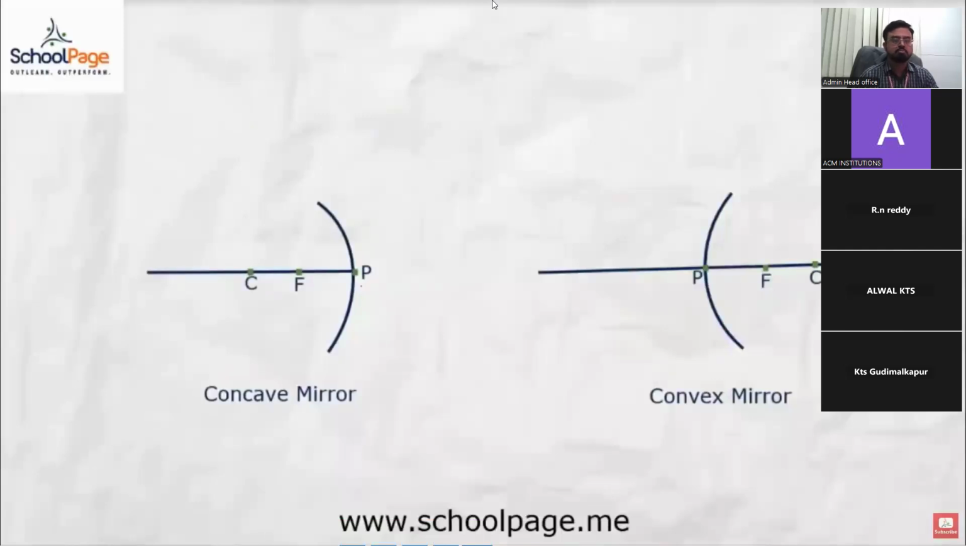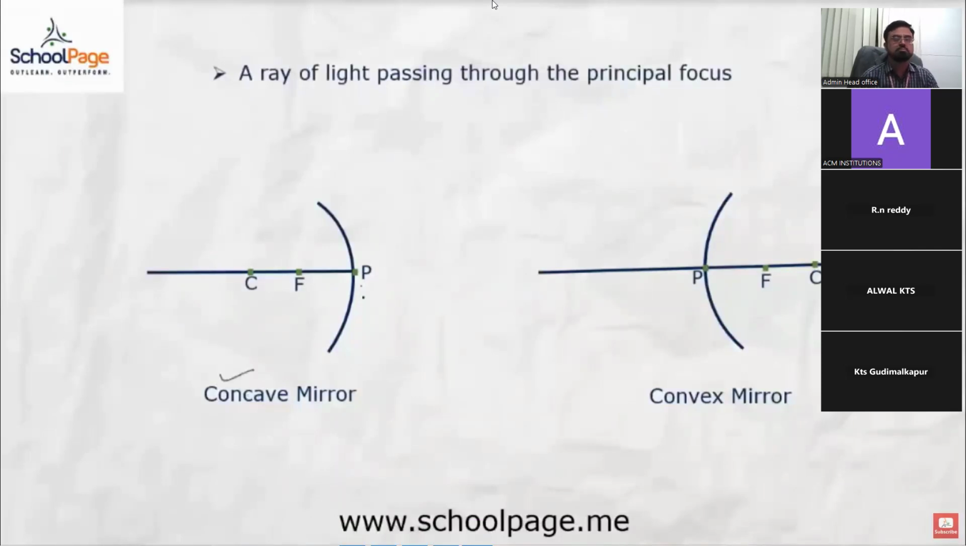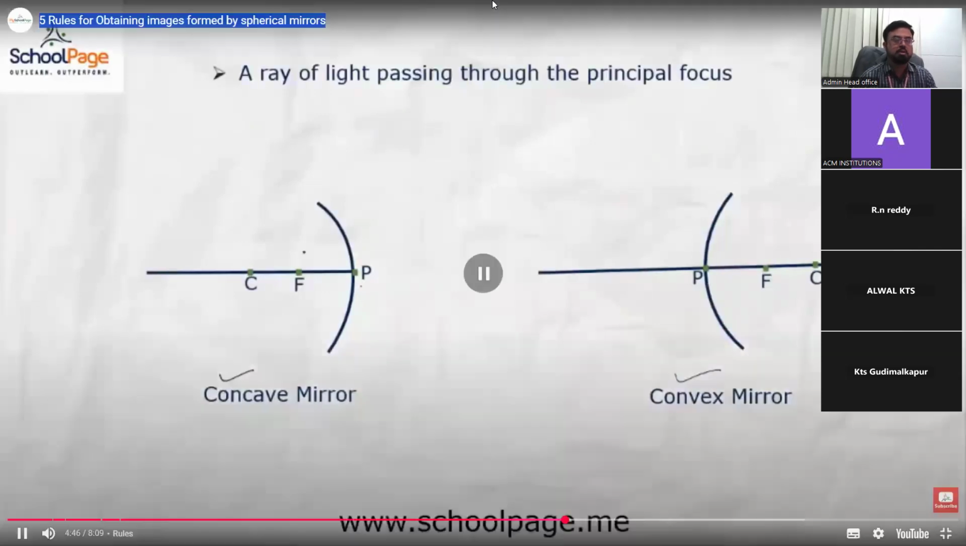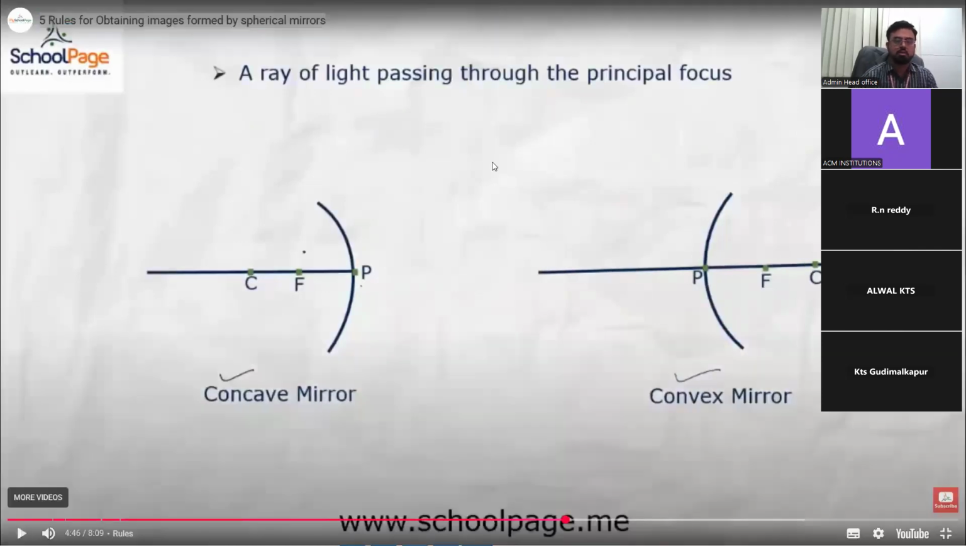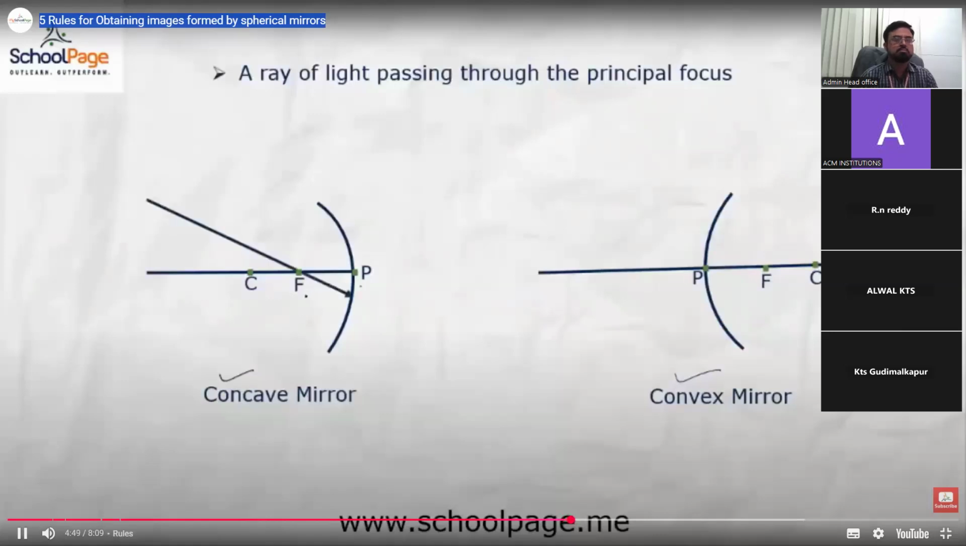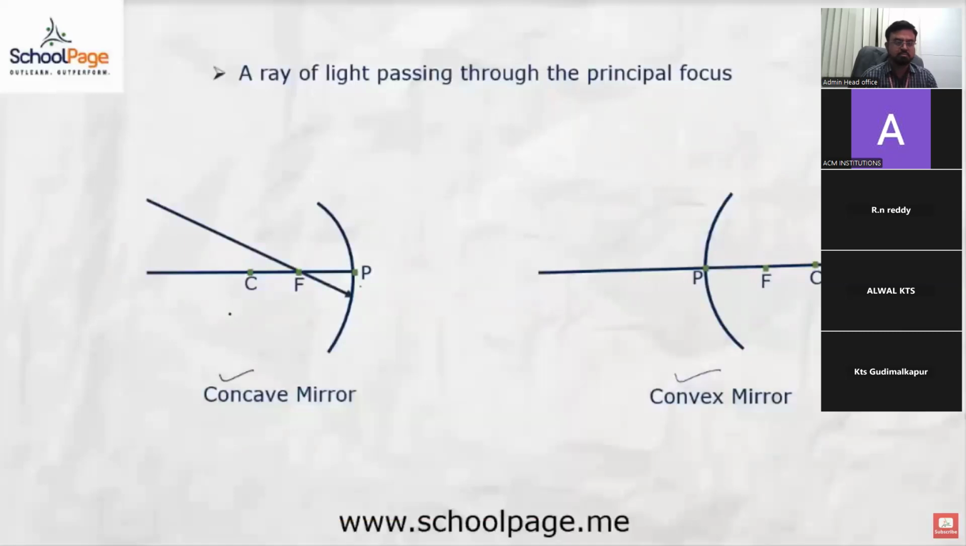In the second case, let's see in which direction a ray of light gets reflected when it passes through the principal focus. So this is a concave mirror which is curved inwards and this is the convex mirror whose reflecting surface is curved outwards. So this is pole, focus and center of curvature for concave mirror, pole, focus and center of curvature for convex mirror. So a ray of light passing through the principal focus of a concave mirror after reflection will emerge parallel to the principal axis. That is, the incident ray which is passing through the principal focus after reflection will be parallel to principal axis.